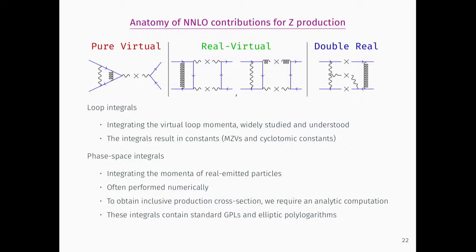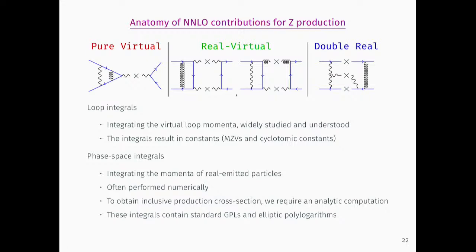Then what can I have? I can have a real emission. Now this real emission is again order alpha squared times alpha S, so it has the same corrections as the virtual, but then I have to consider all the contributions from all momenta of this emission of the photon. So that will contribute to the inclusive production of the Z. Inclusive means Z plus anything, Z plus X.